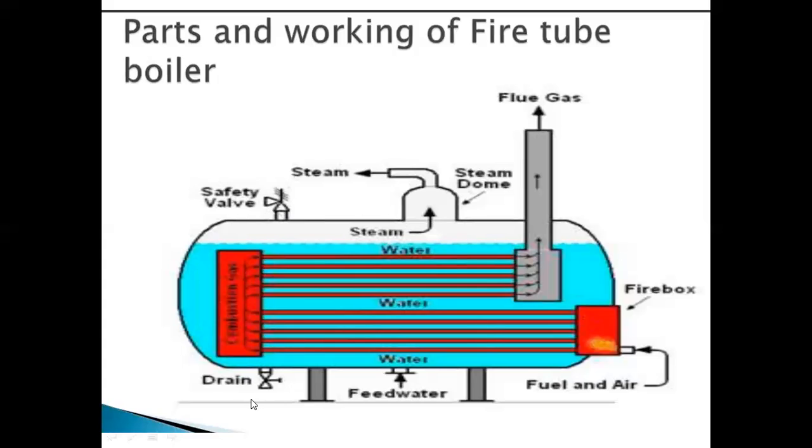Then here we are using the drain. The drain is used for removal of sediments or any impurities from the water. Through this we may remove them. Here the water is continuously supplied to the boiler drum. In a 5-tube boiler we are using a larger quantity of water, and the size of the drum is also large.